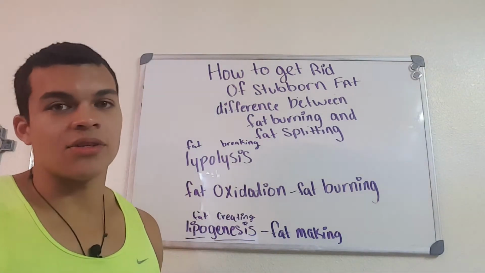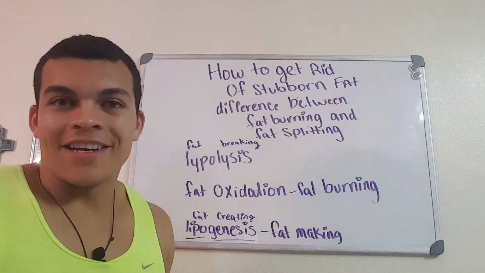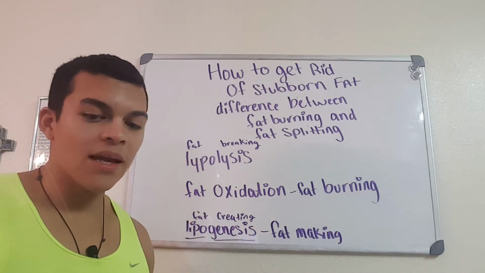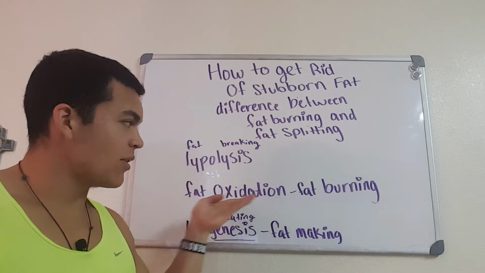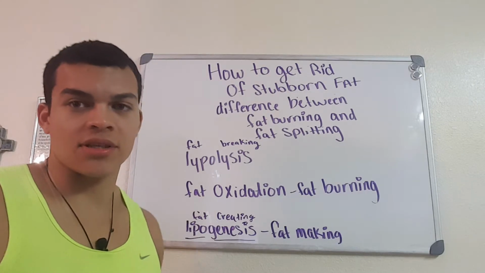Lipogenesis is basically when you're younger, you start to get fat over the years. It's just something that happens. Fat cells start to create themselves, and this is a normal process. The one that you can really manipulate is fat burning, fat oxidation, through exercise. And I'll give you guys recommendations for exercise as well.